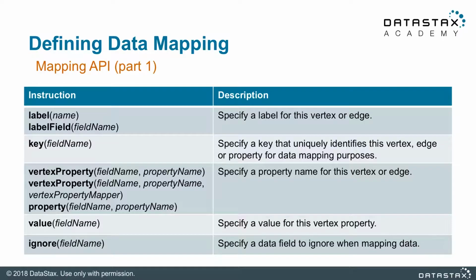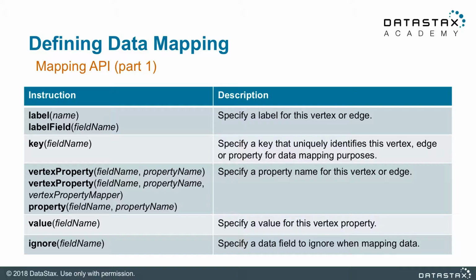Now, before we create our mappings, let's get introduced to the mapping API. Each vertex or edge must have a label, use label, or label field. A key is what uniquely identifies a graph element. It's not necessarily a vertex or edge ID. Vertex property and property can map fields to properties.